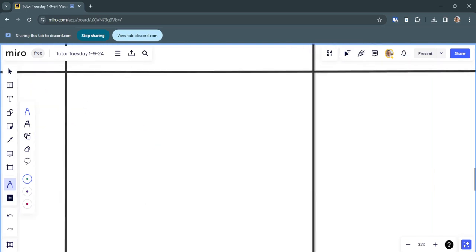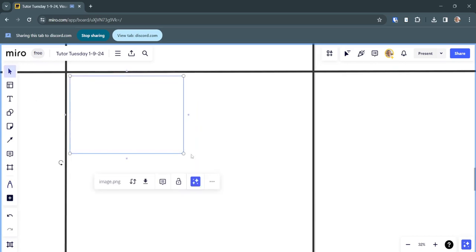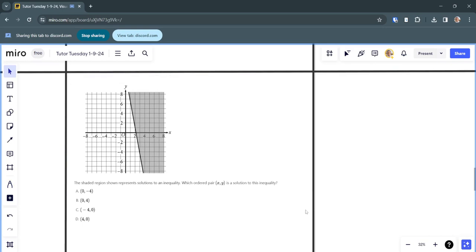Let's pull up another question. I know you guys have been submitting a lot of math, and I have one more that I want to cover. This one tells us the shaded region shown represents solutions to an inequality. Which ordered pair is a solution to this inequality?